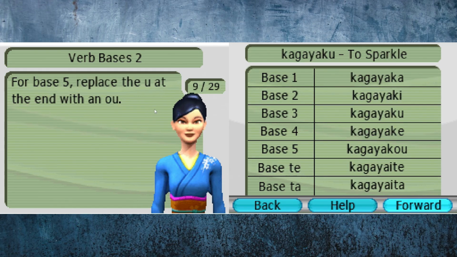For base 5, replace the u at the end with an o. This word is kagayaku, to sparkle. Base 1, kagayaka. Base 2, kagayaki. So yeah, base 2 is masu form. And base 3, kagayaku, which is dictionary form. Base 4, kagayake, which is potential form. Base 5 is kagayako, which is volitional form. Base te, kagayaite, is te form. Base ta is kagayaita for ta form.